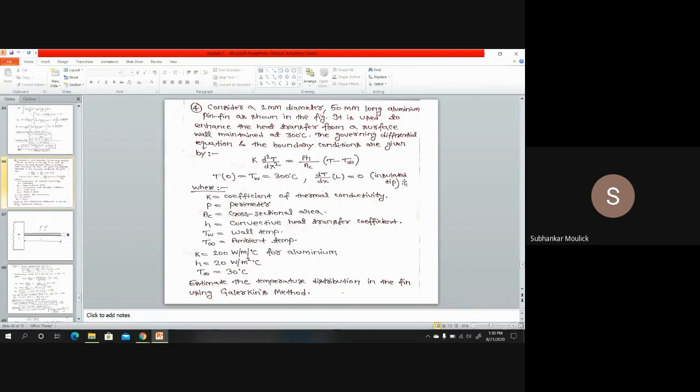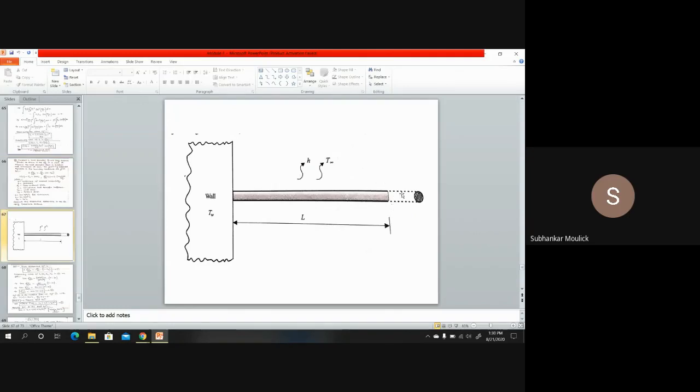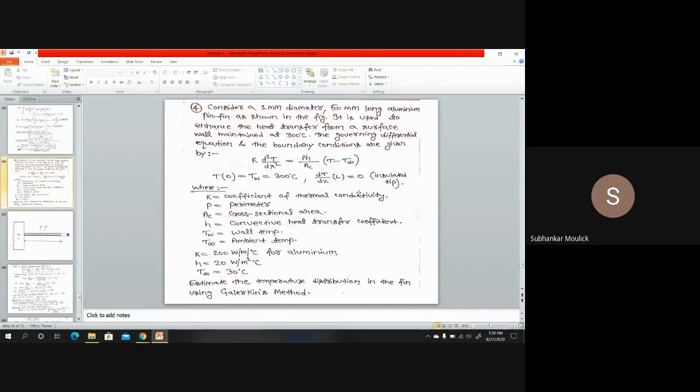The natural boundary condition given in the problem is dT over dx, that is the temperature gradient. dT over dx is 0 when the value of x is L. That means the end tip of the pin fin is insulated in nature, then only the temperature gradient will be 0, that we know. So this is the natural boundary condition, where K is the coefficient of thermal conductivity in the given differential equation.